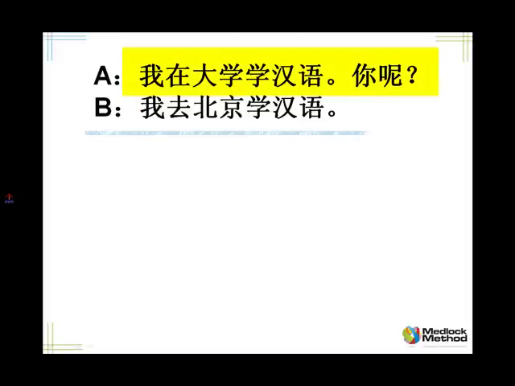我在大学学汉语，你呢？ 我去北京学汉语。 Remember, 大学. Big learning. Big learn, university. That's right. 大学, big learn.